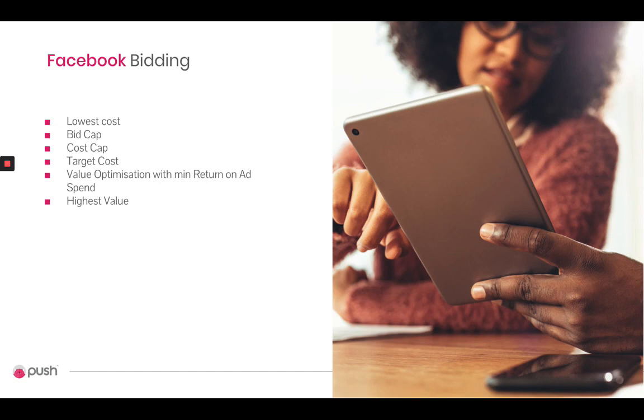The main thing to consider is all of these different bidding strategies, you need time to run them, you need to collect data, and you need to test the performance and see which works and which doesn't.